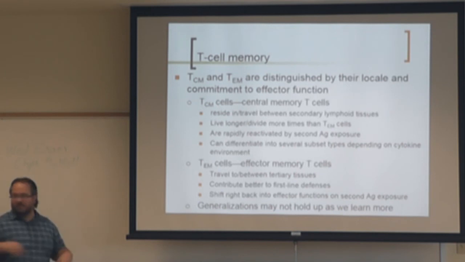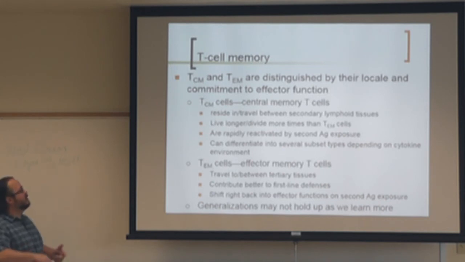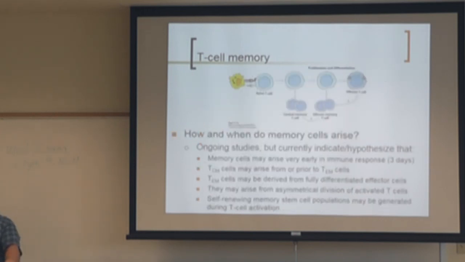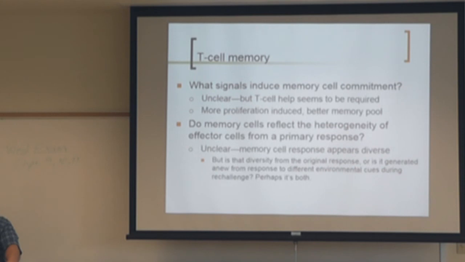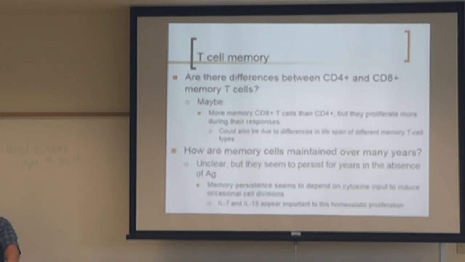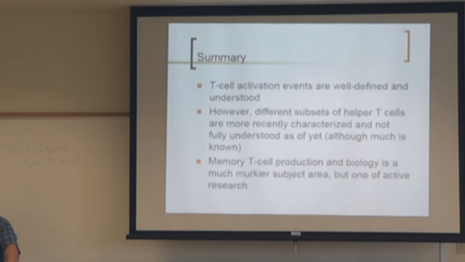Those are going to be there ready to respond very quickly. Again, we don't understand a whole lot about what makes a cell become a central memory versus effector memory. That's something really key that people are trying to understand. And this is one of those throwaway slides. How and when memory cells arise, we don't know. Okay, that's the long story short. What signals induce memory cell commitment? Again, you don't have to know it. Are there differences between CD4 and CD8 memory cells? Probably.